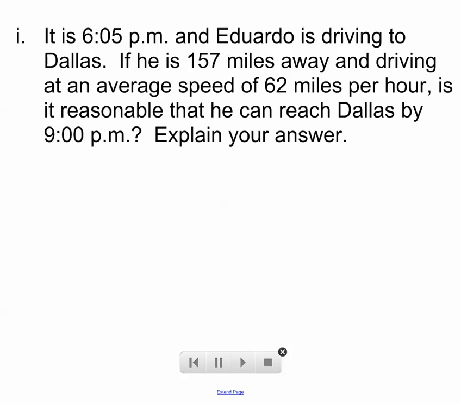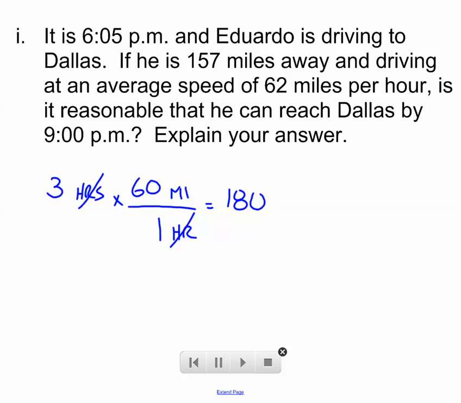It is 6:05 p.m. and Eduardo is driving to Dallas. If he is 157 miles away and driving at an average speed of 62 miles per hour, is it reasonable that he can reach Dallas by 9 p.m.? Explain your answer. Well, I'm looking at it as 6:05 to 9 p.m. is about 3 hours. And if I multiply that by his speed, which is about 60 miles per hour, then he's going to travel about 180 miles in 3 hours.